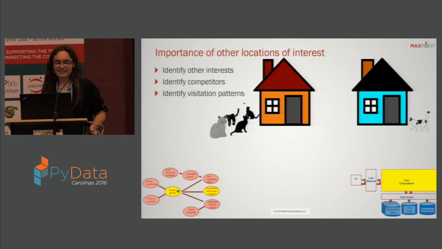I can identify their visitation patterns as well. Maybe they go in a certain order to these locations, or they're likely to go to certain places on the same day. Maybe these cats have a migration pattern, kind of like cows, and they go one place in the morning and somewhere else in the evening.